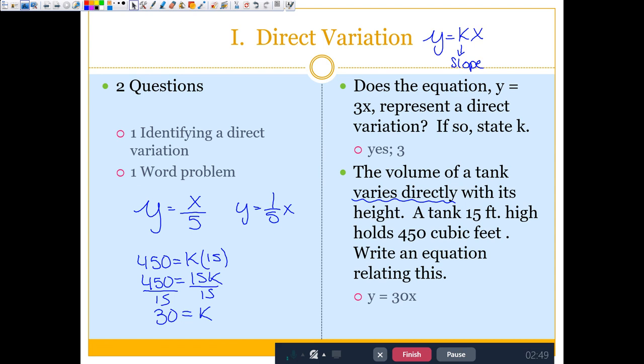And I believe that your question is very similar to that word problem. I think it even has a fish tank or something. So, with cubic feet and height.